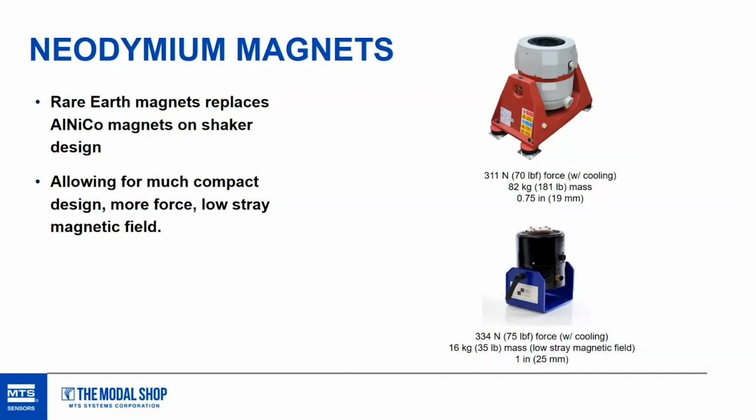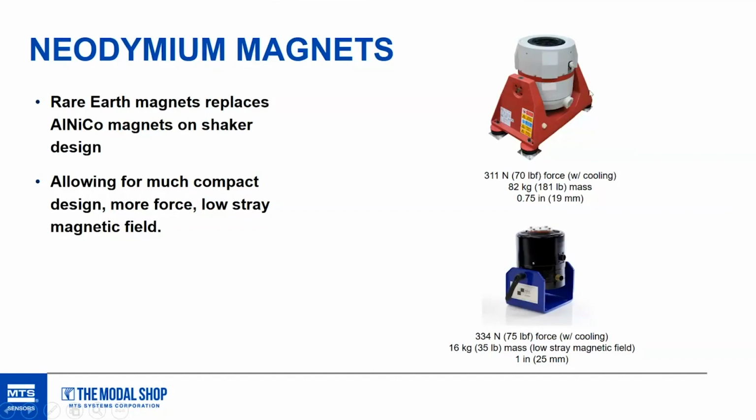And just for the sake of comparison, I did a little search on the internet for a couple of shakers that had approximately the same force range. The shaker on the top had 311 newtons of force with cooling, and that shaker weighs about 82 kilograms or 181 pounds. The shaker on the bottom has basically the same force rating, 334 newtons, and only 16 kilograms. So it's a fraction of the size and weight of the shaker on the top, and that is primarily due to the smaller size magnet.